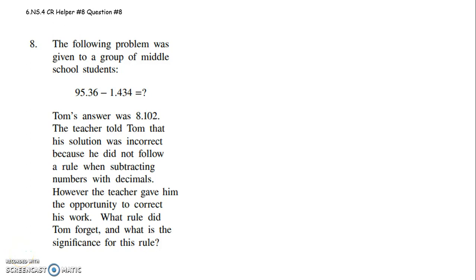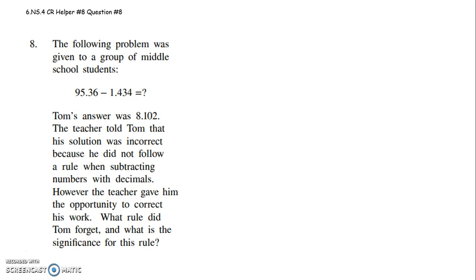All right, sixth graders, this is to help you with question 8 on CR8. It says the following problem was given to a group of middle school students. 95 and 36 hundredths minus 1 and 434 thousandths equals what? Tom's answer was 8 and 102 thousandths.